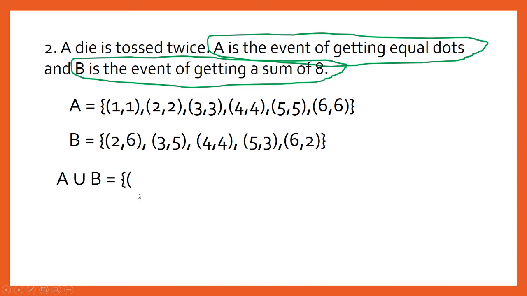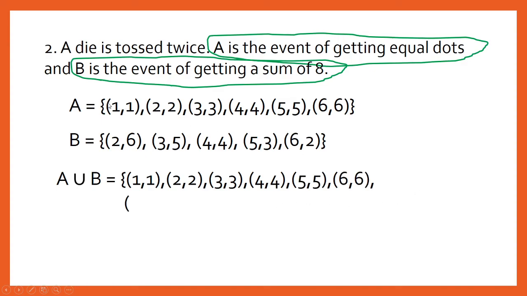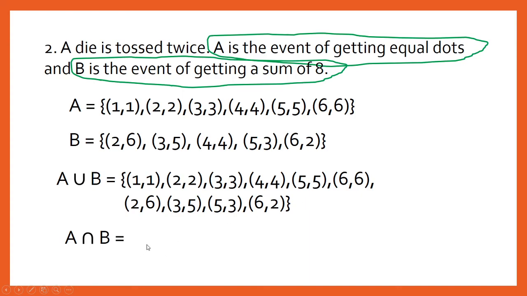So, in short, we have A union B. So, lahat ng ito, ilan yan? 1, 2, 3, 4, 5, 6, 7, 8. O, hindi natin uulitin to ha. So, 9, 10. So, bali 10. And then, A intersection B. O, anong pareho nila? 4,4. Yan. So, that's the intersection, 4,4.